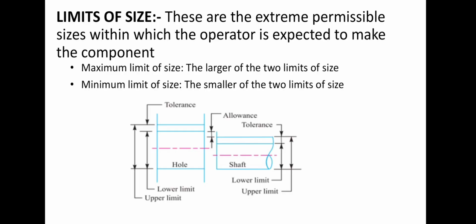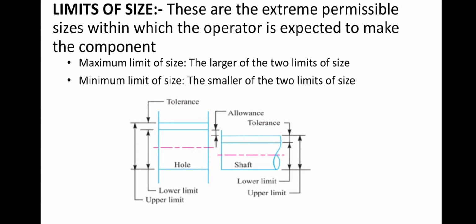Here the limits of size, you can see what the limit is. In the example we are seeing, 18 plus 0.5, that is 18.5, is the maximum limit, and 17.5 is the minimum limit. Either it may be shaft or hole. For a shaft, the minimum size will be the smaller one, and the maximum size will be the upper limit.